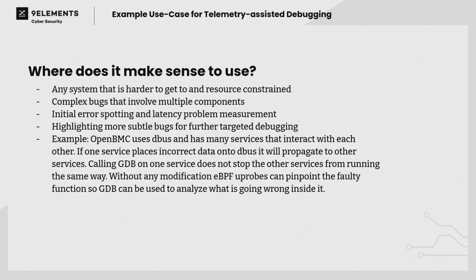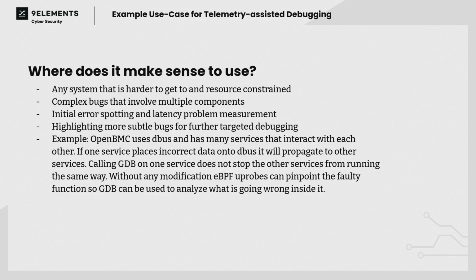So an example that I want to give here quickly is OpenBMC, for example, uses dbus, and there are a lot of services interacting with each other. And maybe one of them is propagating a wrong value via dbus, but you don't immediately know that it is wrong because it could just be a string that's not null terminated, something small like this. And then a different service is just crashing. And now you're wondering why your different service is crashing.